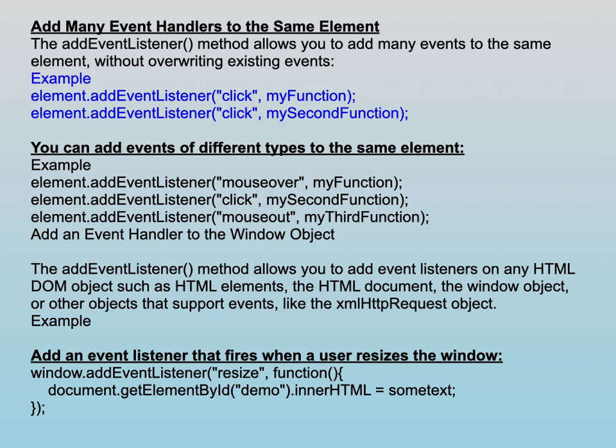For that, element.addEventListener mouseover, one particular function; element.addEventListener click, comma, another function, mySecondFunction; element.addEventListener mouseout, myThirdFunction. Likewise, you can add different types of events to the particular element.